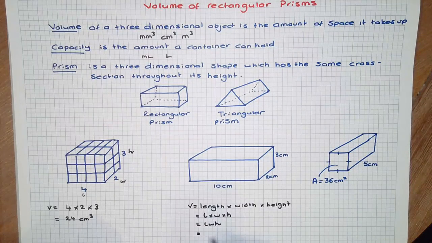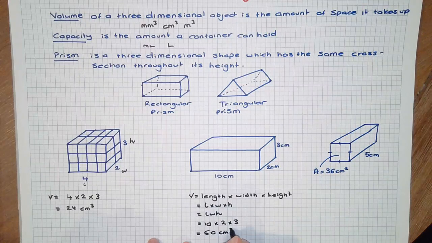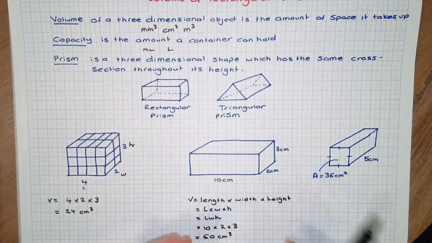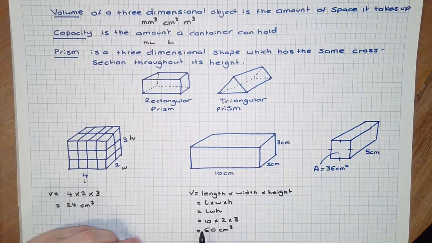In this case, we'll say that the length is 10 centimeters, the width is 2 centimeters, and the height is 3 centimeters. That is 10 times 2 is 20, times 3 is 60 centimeters cubed. Again, it doesn't matter which one we decide is the length, the width, and the height, because we can turn the object around and it will have the same volume. We also know, using the commutative law, that we can multiply in any order.